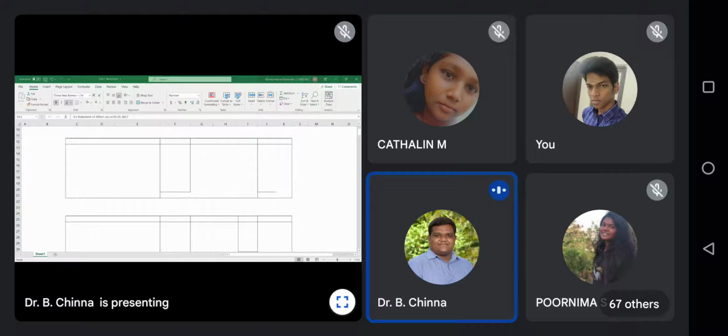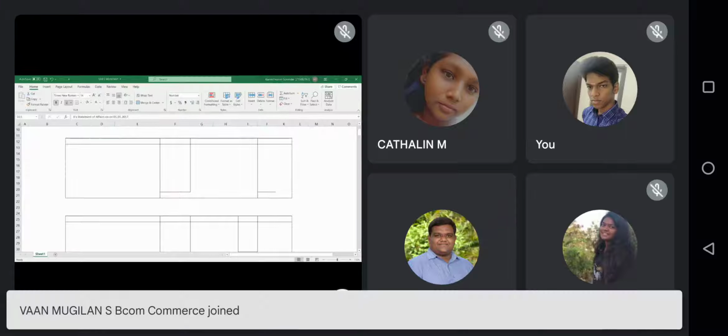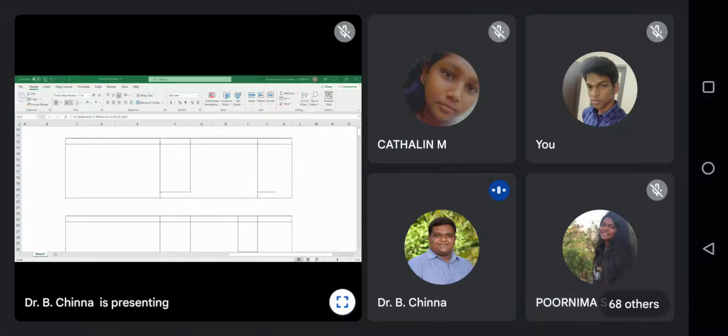So we have to prepare two statements of affairs in order to identify the opening capital, the capital as on 2016, and also the capital as on 2010. Is it clear? Yes, sir. So we are going to work on both the capitals, then we will prepare the statement of profit or loss accordingly.